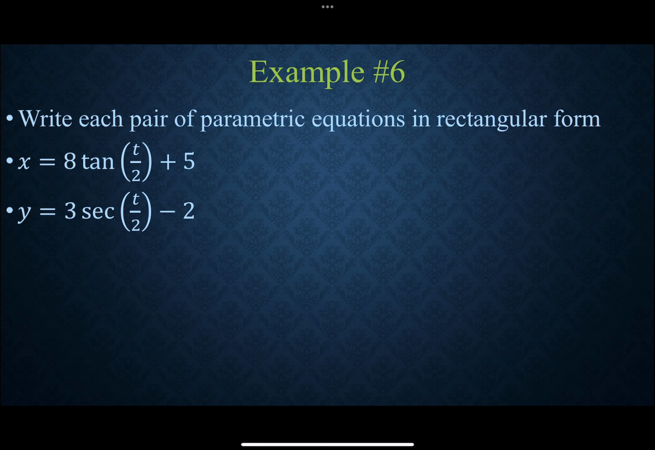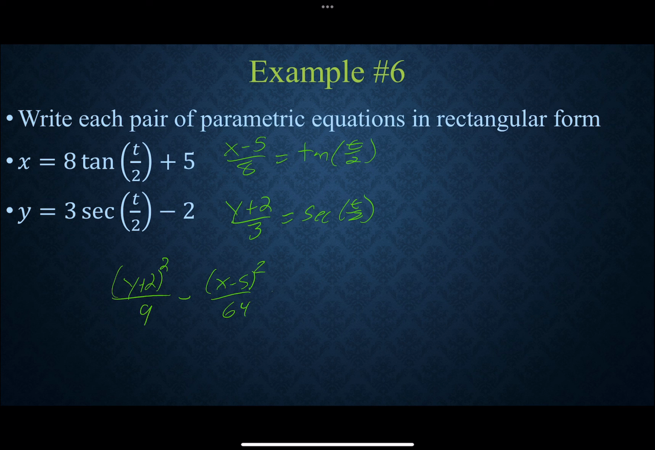So if we look at this last example here, now when we subtract the 5 and divide by 8, that's how we get the tangent by itself. And then if we do the same thing with y, we're adding 2 and dividing by 3, we get the secant by itself. Now the y goes first because it's secant squared minus tangent squared. So this would be the example of our vertical hyperbola. And there's the equation right there.